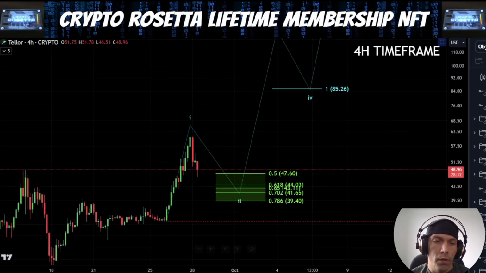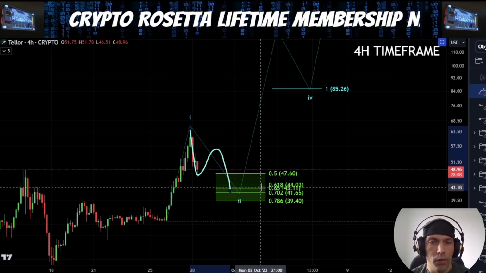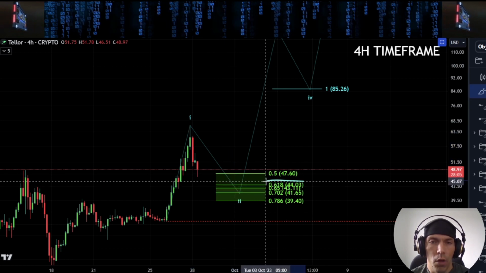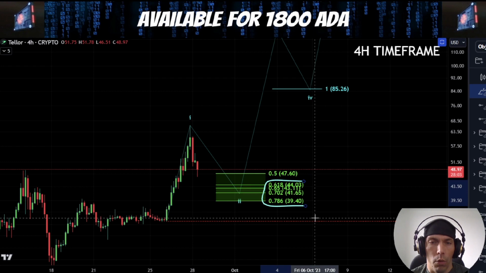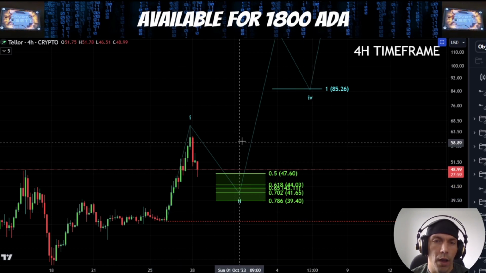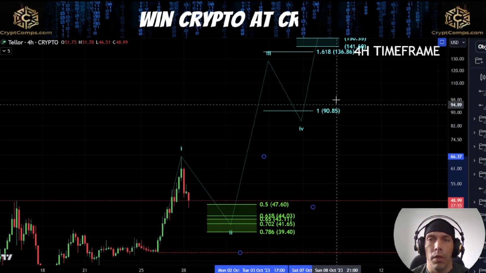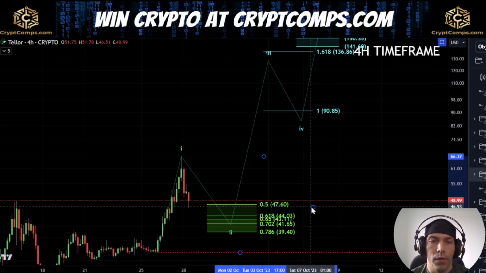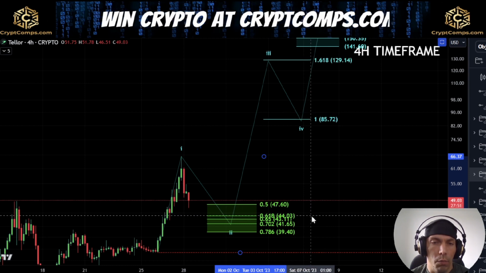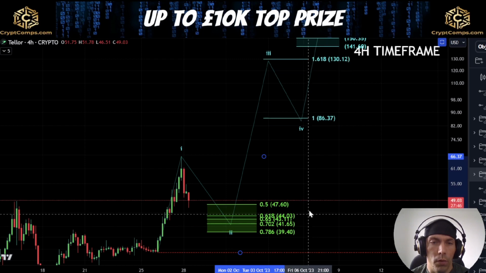If we do see this play out, looking at the current structure, it would make more sense that we see something like this and see a bit of a deeper push down. So potentially looking for this 44.03 to this 39.40. If we do start to break back above this high from where we currently are, this would change our target level. We would then be looking for 136.86 as our 1.618. But if we do come back down lower here, this obviously changes our 1.618 measurement.